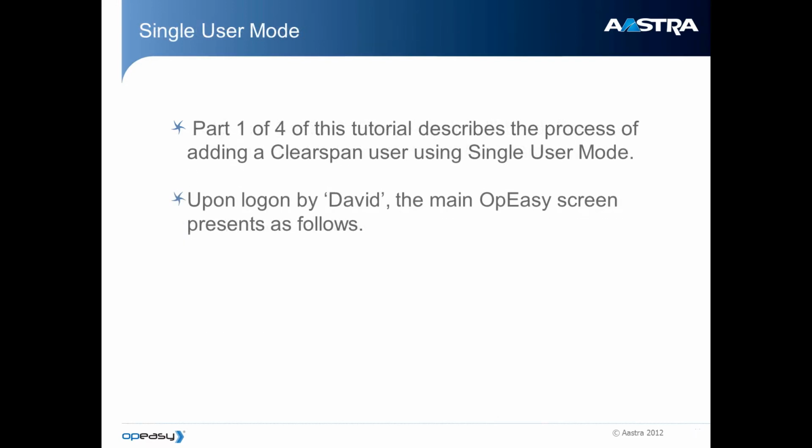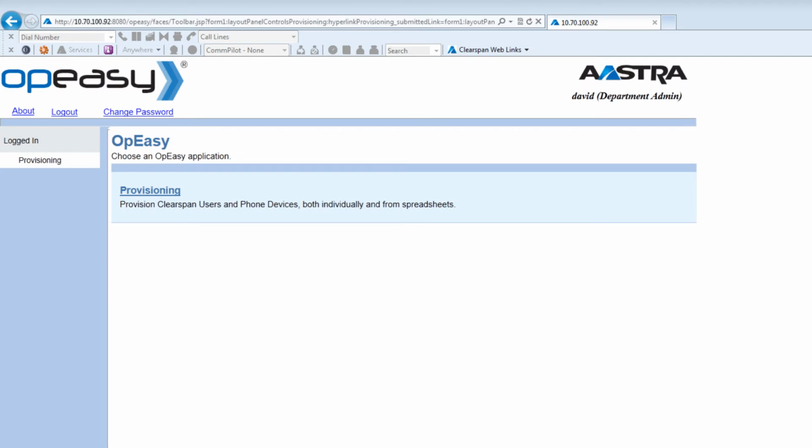Single user mode, adding a ClearSpan user. Part 1 of the 4-part tutorial describes the process of adding a ClearSpan user using single user mode. Upon logon by David, the main OpEasy screen is presented as shown. Per the main screen, located directly below the Astra logo, the OpEasy administrator's logon name will appear, in this case, David, followed by the OpEasy administrator's logon level, in this case, a department administrator.